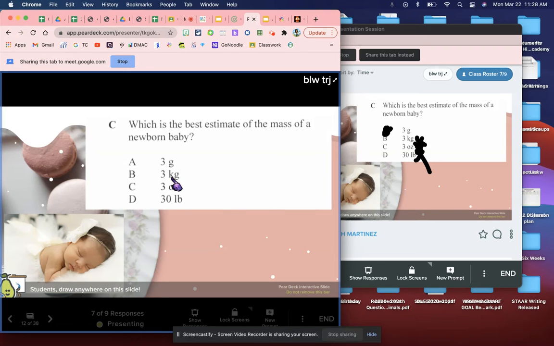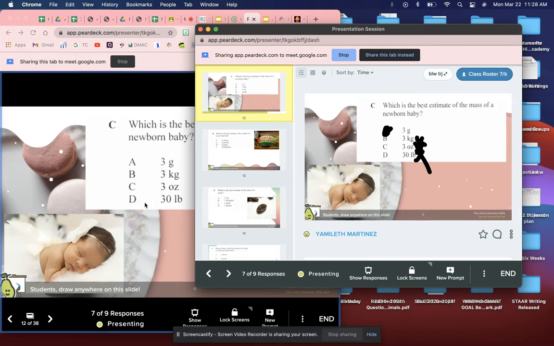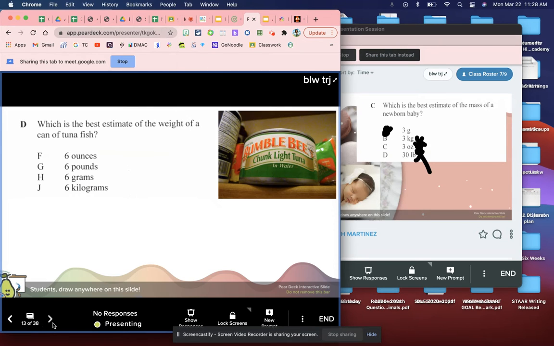That's too heavy. The correct answer should have been 3 kilograms. 3 kilos. 3 kilos de tortillas. That's the best answer for the baby. Let's go to the next one.